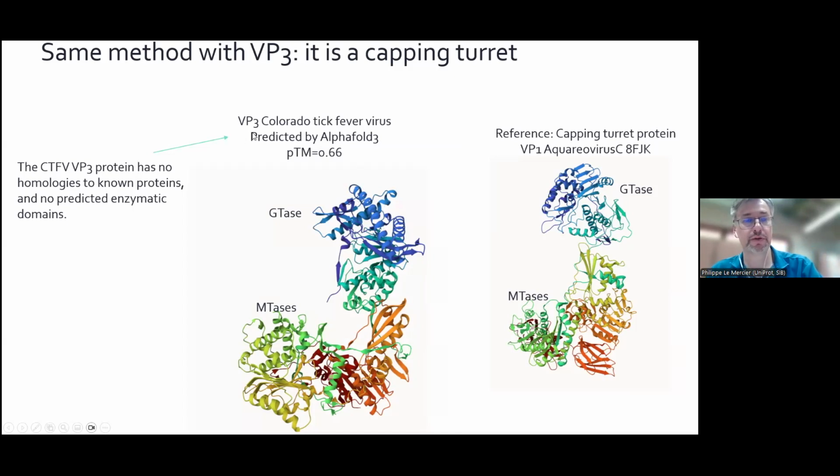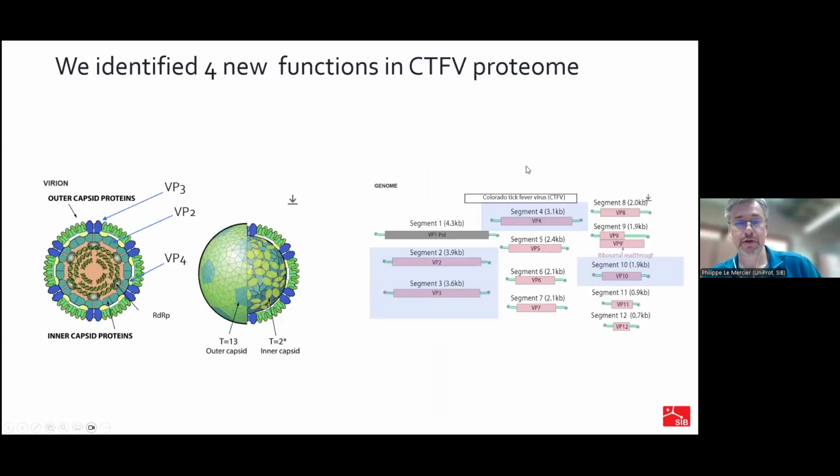You see VP3, which had no homology to known proteins and no enzymatic domain. If you look at the sequence in UniProt, there is no Pfam, no InterPro, nothing for this protein. When you fold it, you see the two methyltransferases, you see the guanylyltransferase, and they are conserved, and you see the topology is pretty much the same. There is no question it must be the capping protein of Colorado tick fever virus. So by doing this simple work, and because of the high quality of AlphaFold 3 compared to AlphaFold 2, we were able to identify 4 more proteins.